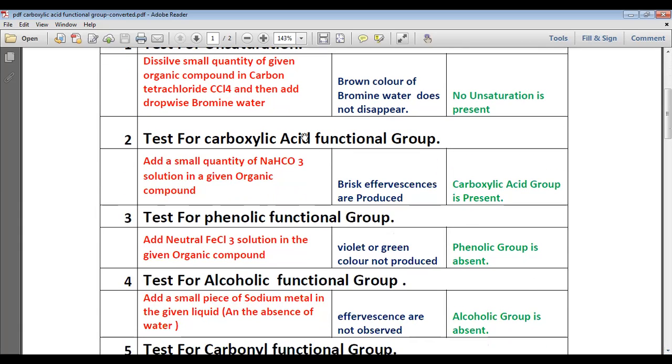The next test we are going to perform is for the carboxylic acid functional group. For carboxylic acid functional group, we add a small quantity of NaHCO3 solution in a given organic compound. To perform this test, if we are given a solid compound, we can use it as a solid, or we can even make the aqueous solution of it, and then we can add the solution of NaHCO3, that is sodium hydrogen carbonate. Let us watch this activity so that we can understand it well.